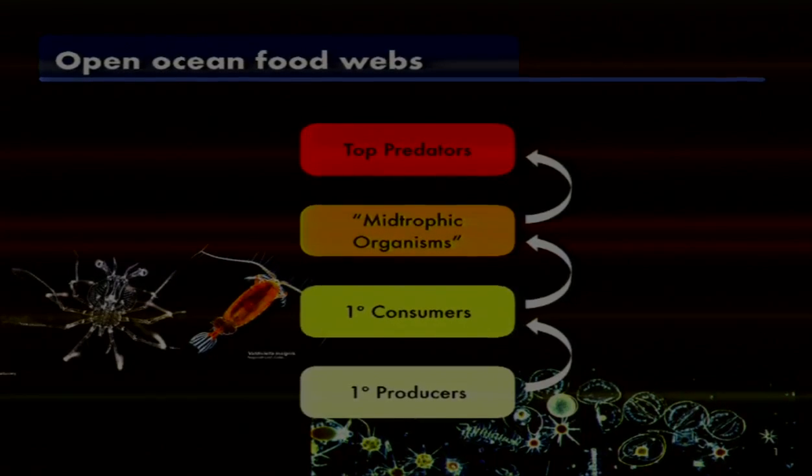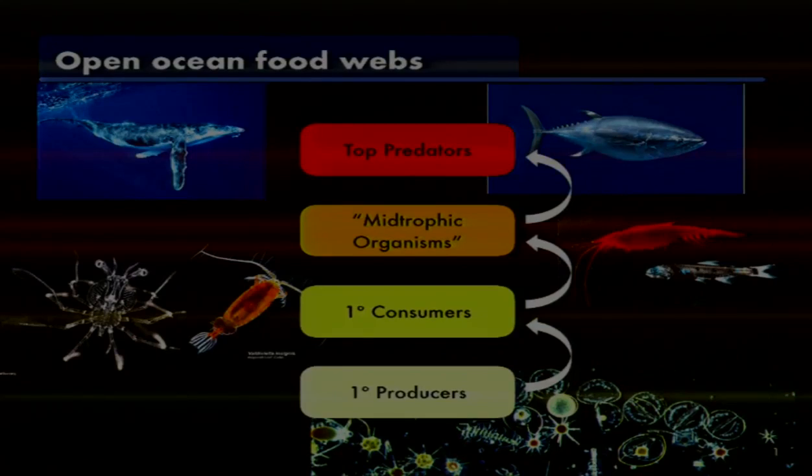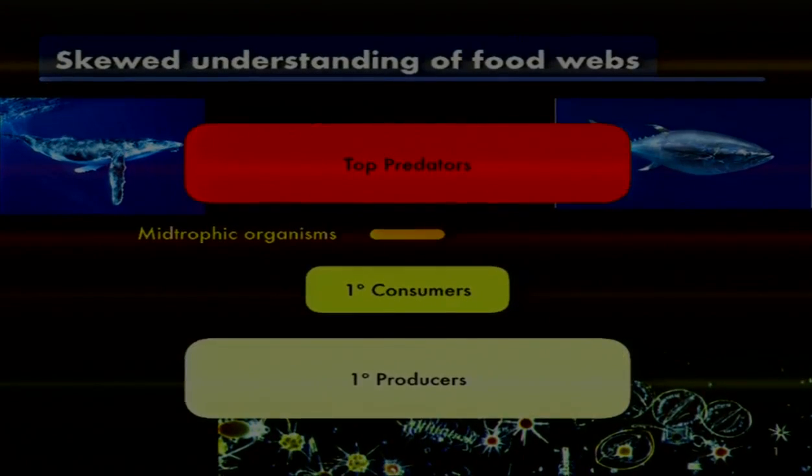They eat the phytoplankton. Then they are eaten by a really large diversity of small swimming fishes and crustaceans and squids. And this group, these mid-trophic organisms, which describes their position in the center of the food web, support top predators in the ocean, like our friends the whales and tunas, and my favorite animal, the Humboldt squid. But our understanding of the dynamics of the variability in open ocean food webs is really skewed toward the base of the food web, the primary producers, and the top of the food web, these predators.